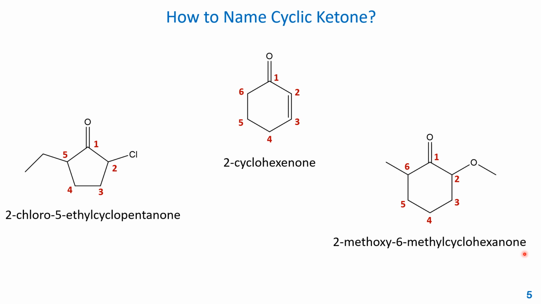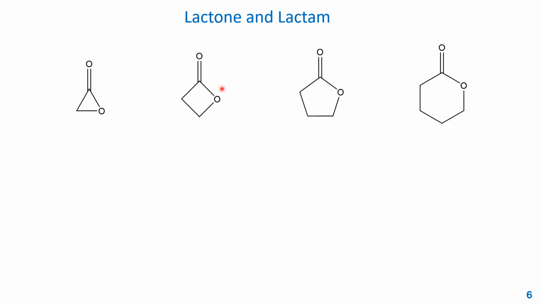Now next, we will talk about the cyclic ester and the cyclic amide. Okay, first, cyclic ester is called a lactone. And this is a 3-membered lactone. This carbon is the carbon of the carbonyl. So the next carbon to the carbonyl carbon is called alpha carbon. That's alpha carbon, that's a beta carbon. That's alpha, beta, gamma. That's alpha, beta, gamma, delta.